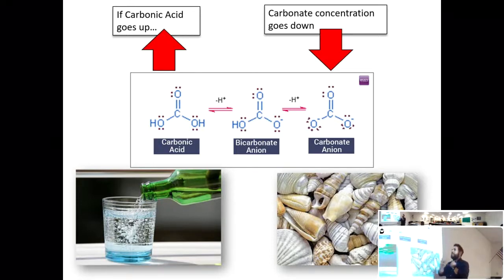Okay, so it's like a balancing act. The more carbonic acid there is, it will decrease the amount of carbonate available in the oceans. If the amount of carbonate would increase, it's going to draw out and balance with the carbonic acid. It will pull carbonic acid out, but it's not actually going to change the pH very much. There's kind of marginal effects on pH.